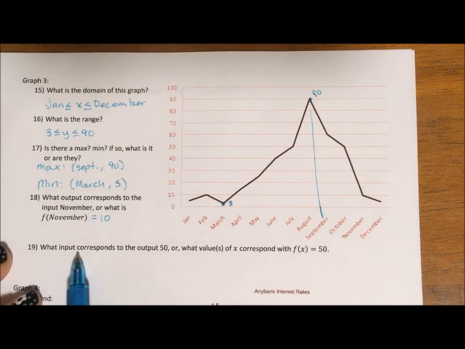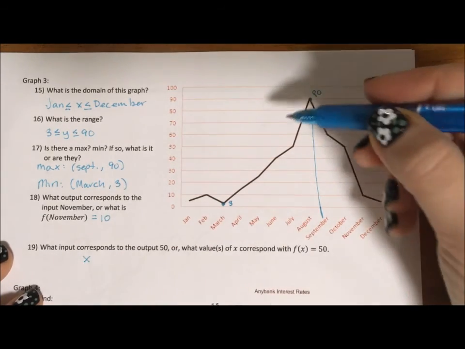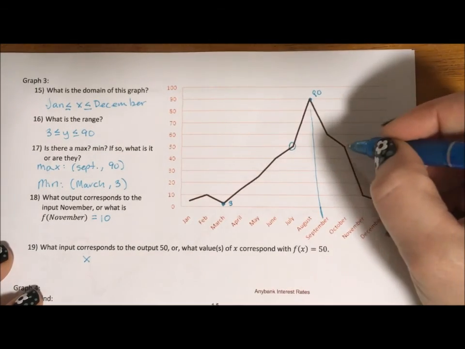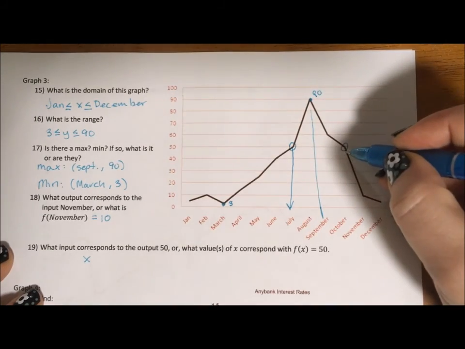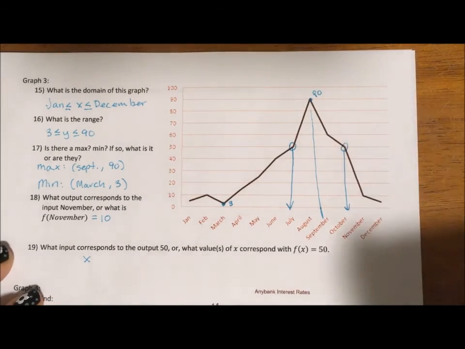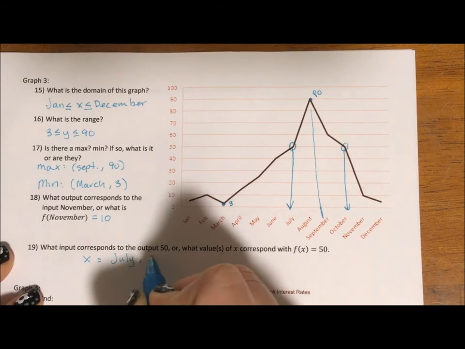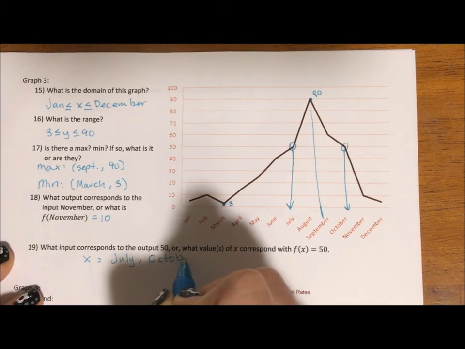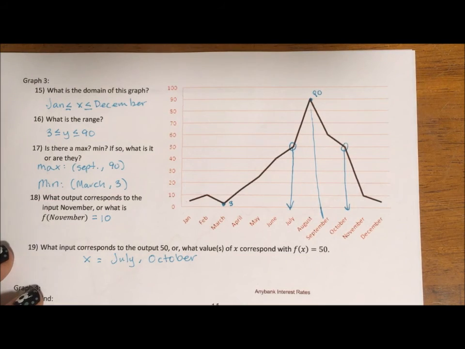It says what input corresponds to the output of 50, or in other words, what values of x correspond to f of x equals 50. So I'm going to say x equals. If we come at 50, we see there's a point here and a point here. This is July. This is October. So x is equal to July and October. There are often multiple inputs for an output. There can only ever be one output for an input. That's the definition of a function.